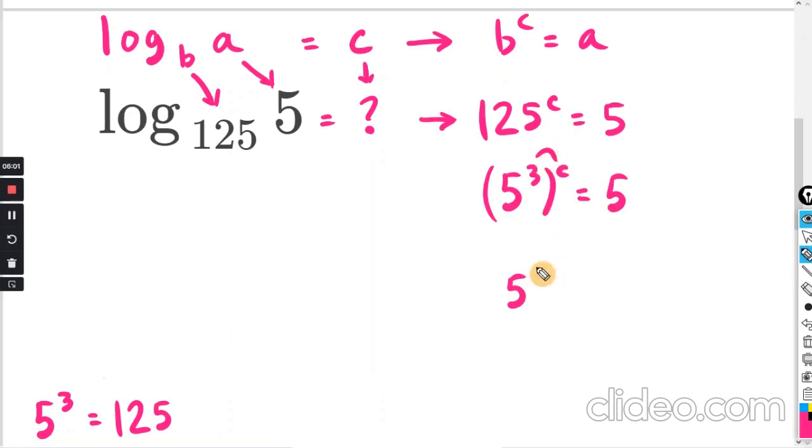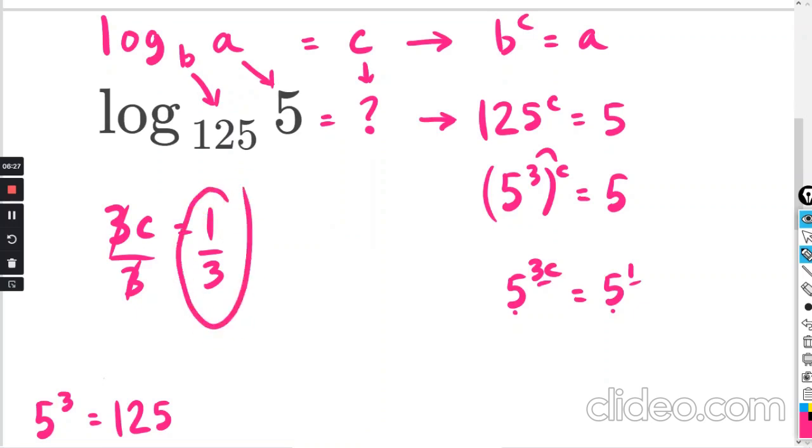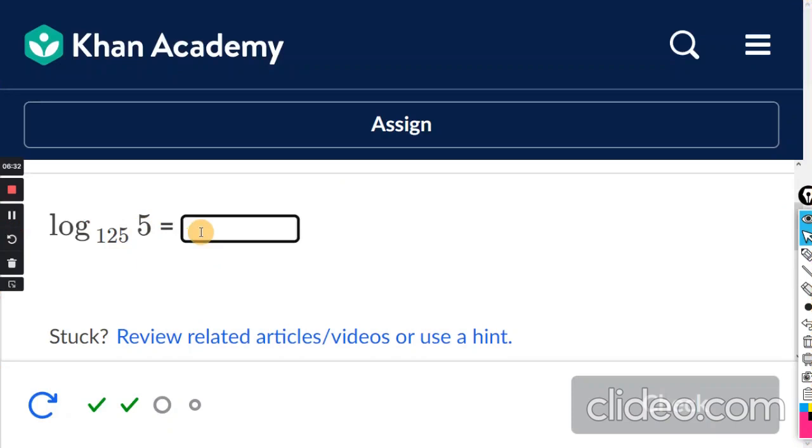Multiplying exponents, 3 times C is 3C, and that equals 5. Okay, there's no exponent on the 5, so you can just make it 5 to the power of 1. Now that the 5's match, the exponents can match. 3C equals 1. And dividing both sides by 3, C equals 1/3. So just click in the box and type 1/3.